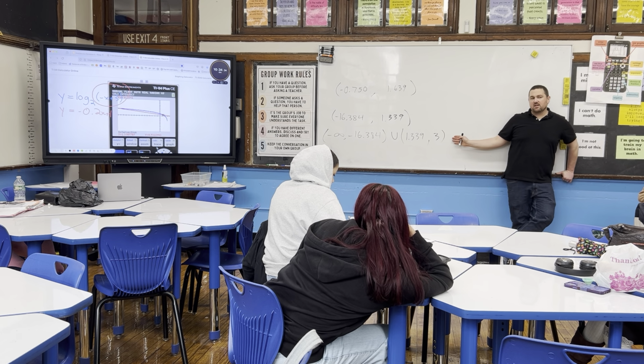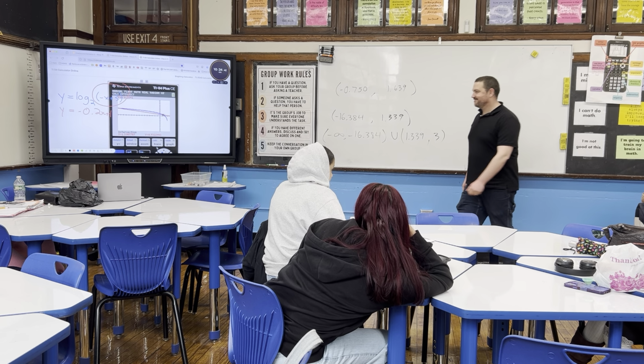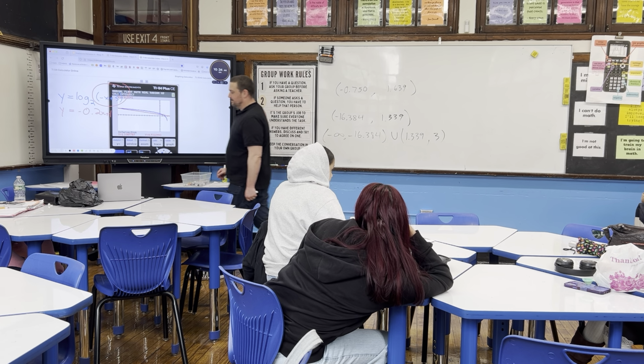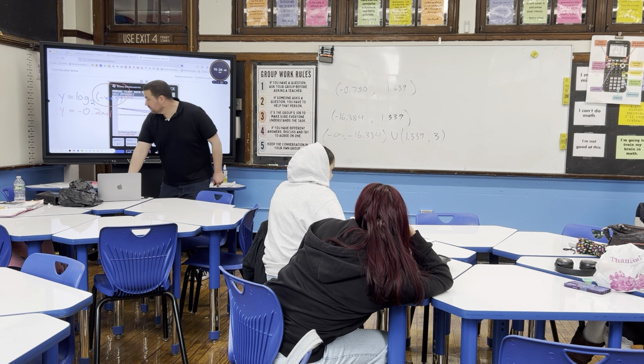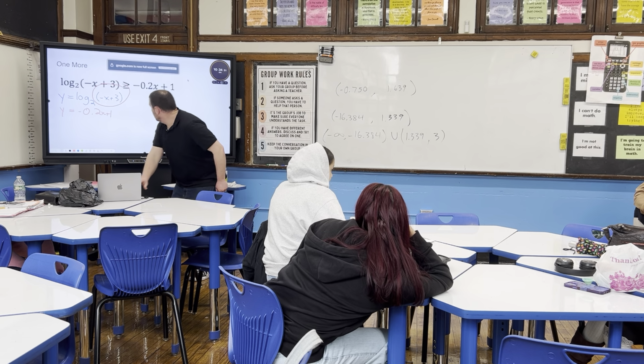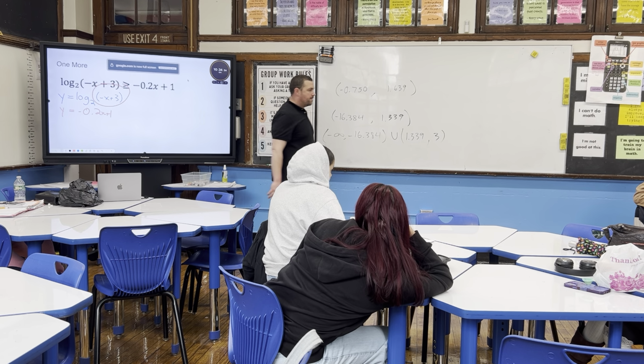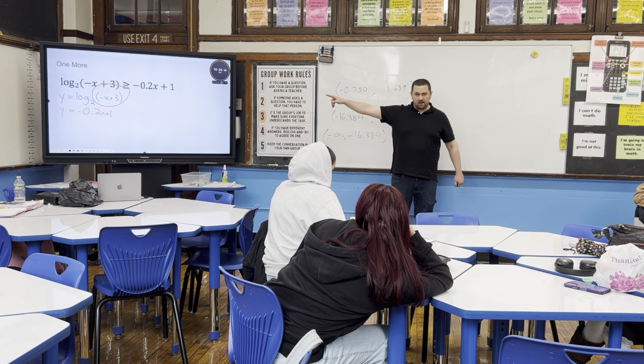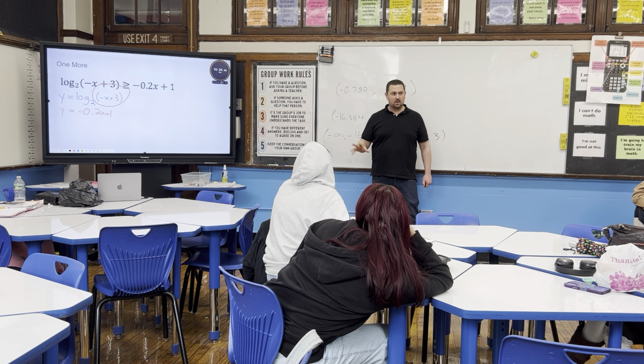We actually made a big error. Does anyone know what the big error is that we made? What's the big error that we made? Can someone read that inequality verbally, loudly? It's greater than or equal to. It is not greater than. It is greater than or equal to. So some things have to change in our answer.